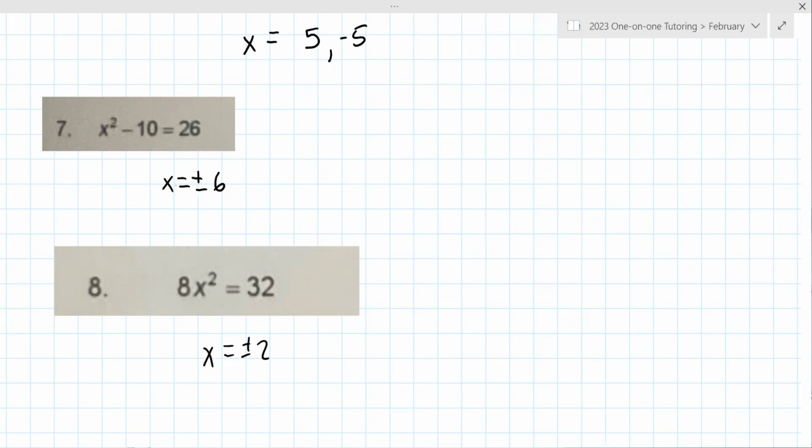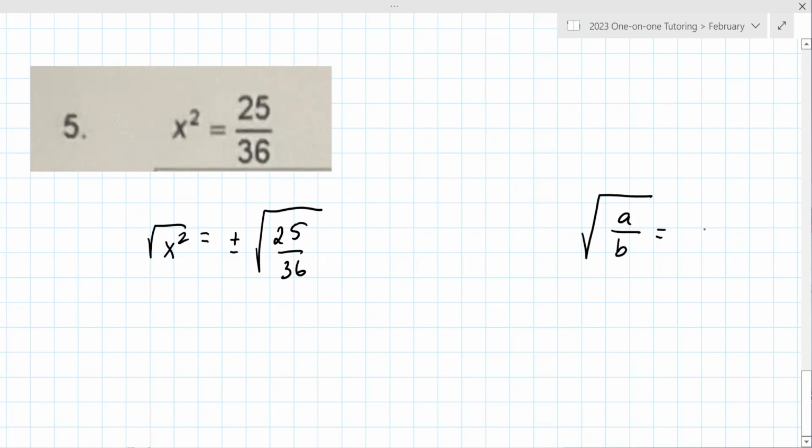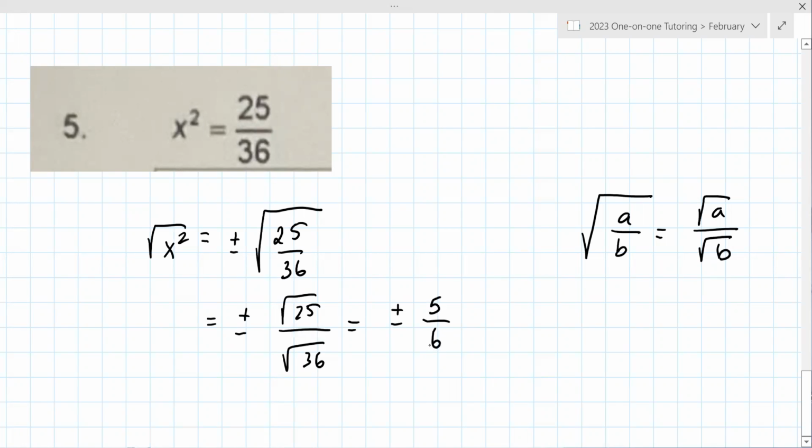All right, okay, so now we're going to go back and look at 5. Just a brief bit of information here. When you take the square root on the right, there's a square root property that you might need to know. You can take the square root of the top and then the square root of the bottom separately. So this problem becomes plus or minus the square root of 25 over the square root of 36. You take them separately. Okay, 5 over 6 like that.